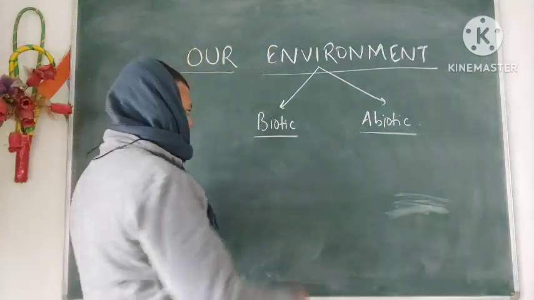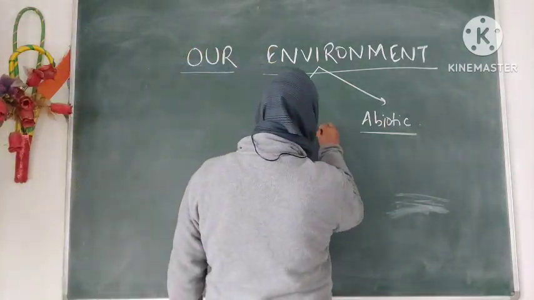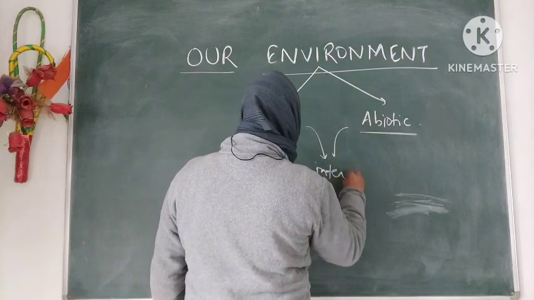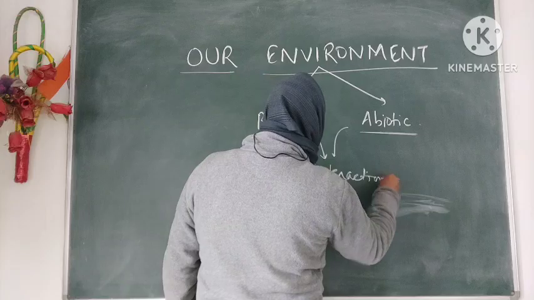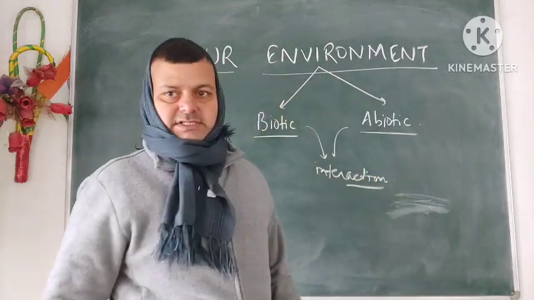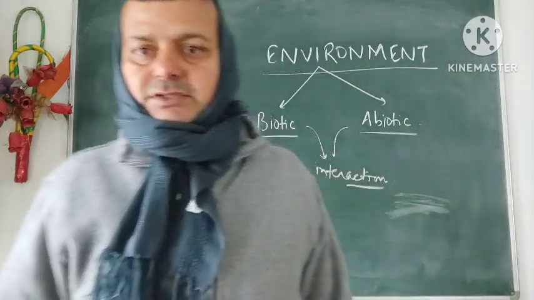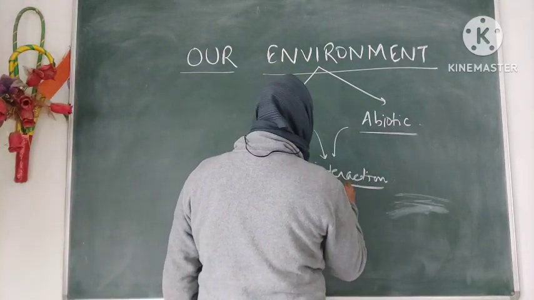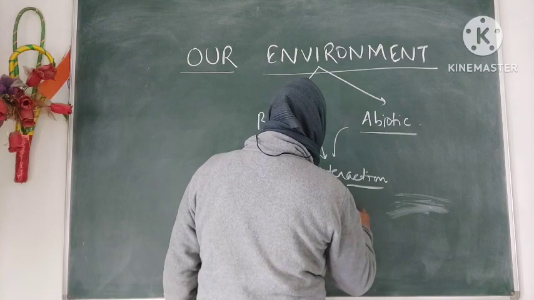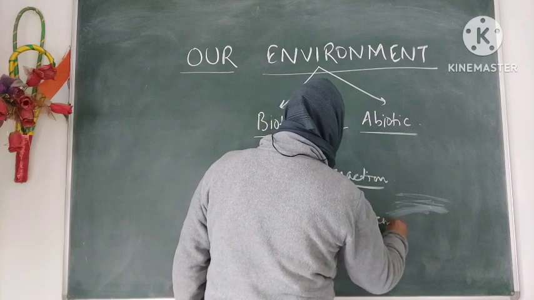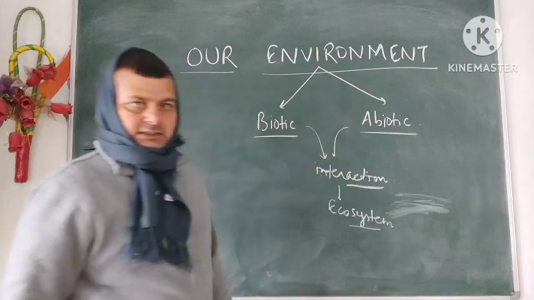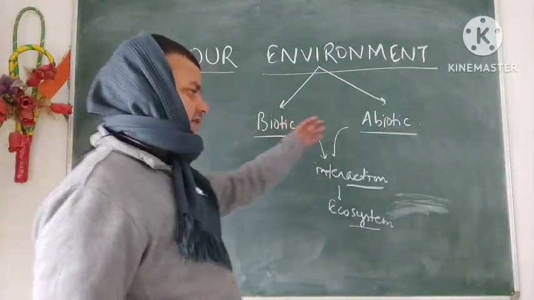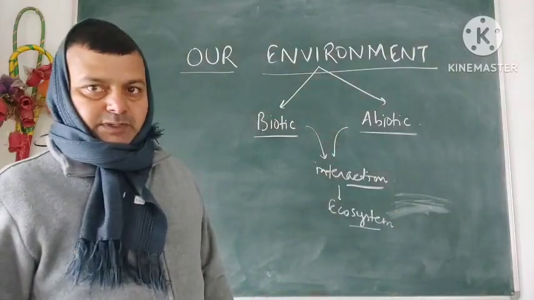Now, whenever there is an interaction between these two components, the living components always interact with the non-living components of their surrounding. This interaction is termed as ecosystem. So the term ecosystem is basically the interaction of the living organisms of a surrounding with their abiotic factors.